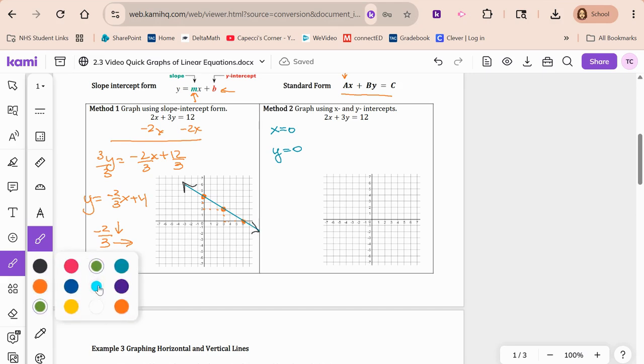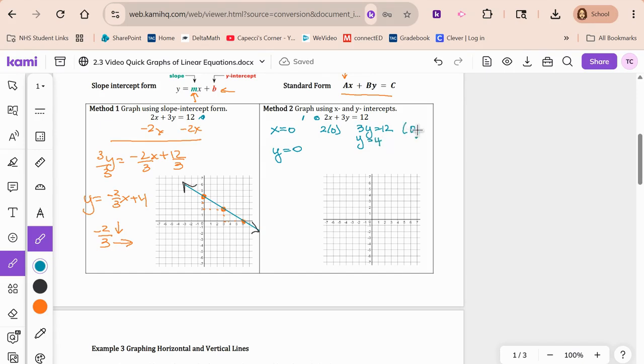Okay, let's take a look at the next one. We're going to do the same thing. Notice we're starting with the same equation, but this time we're going to do x and y intercepts. So what that means, the first one, when I make x equal to 0, that is going to give me my y-intercept. So I'm going to take 2 times 0, which is going to be 0, and then I have 3y is equal to 12, so y is equal to 4. So when x is 0, y is 4. That's going to be my y-intercept.